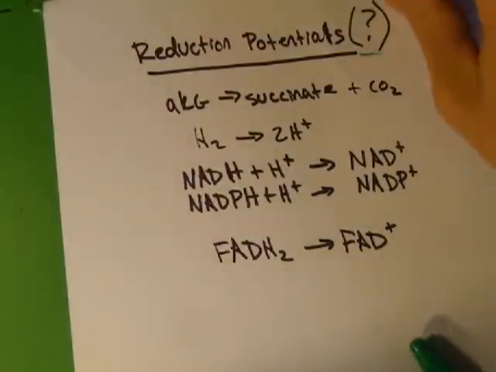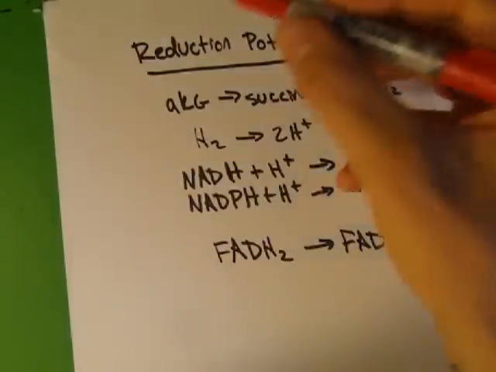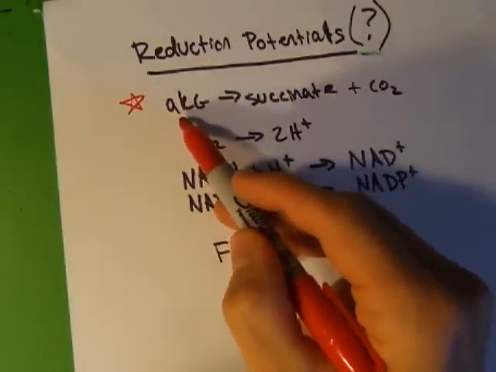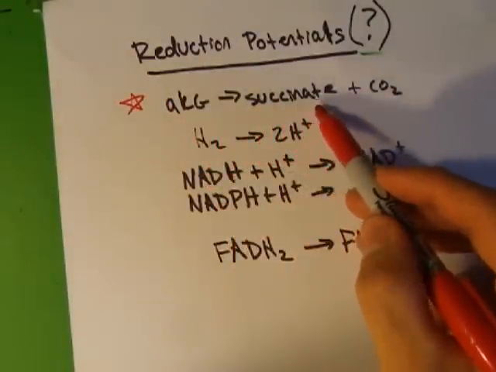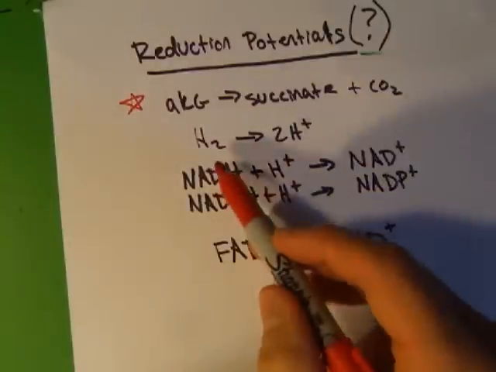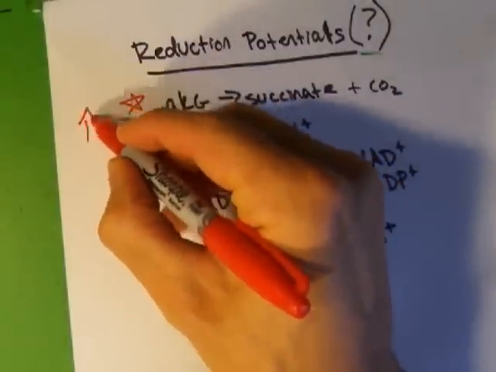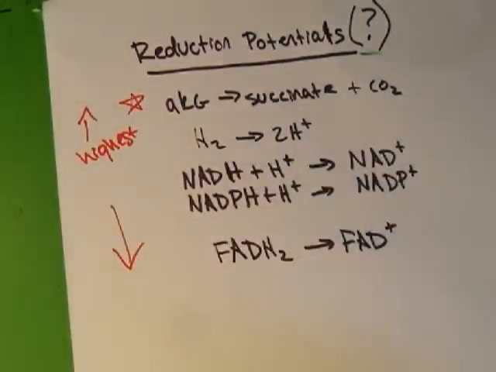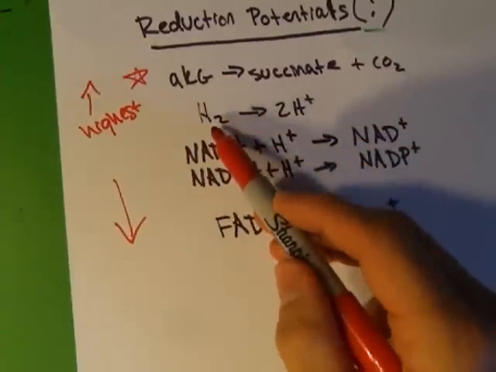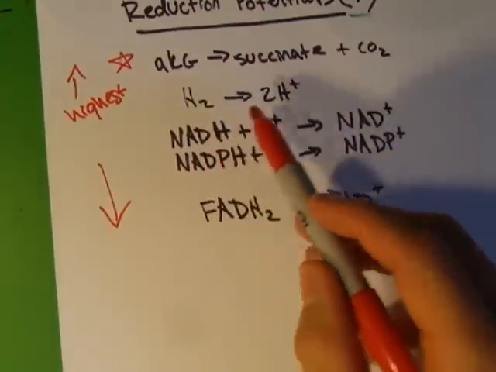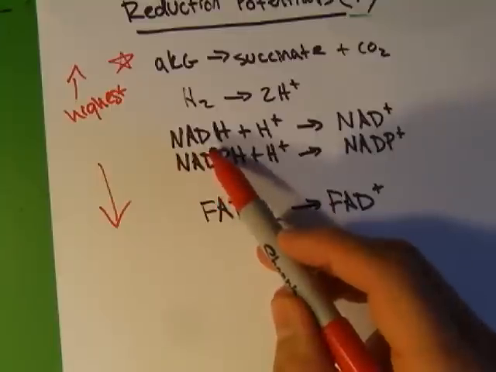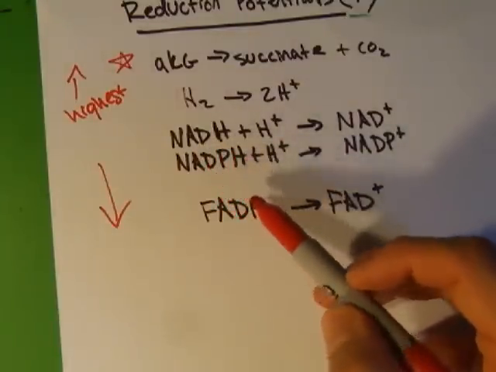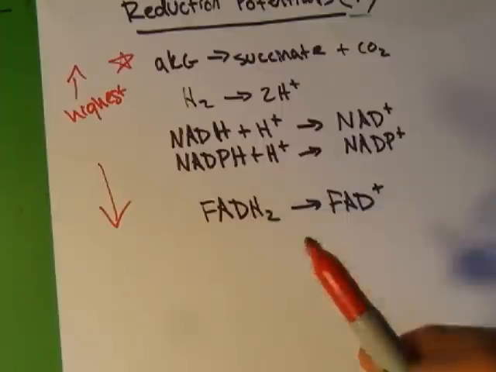So the ones that are most relevant to us are the top one on the list, going from alpha-ketoglutarate all the way to succinate plus CO2. And these are in order of highest down to the lowest here. And the other ones that come up a lot are hydrogen into 2 protons. I would know that NADH and NADPH are very similar, and they are more than FADH2.